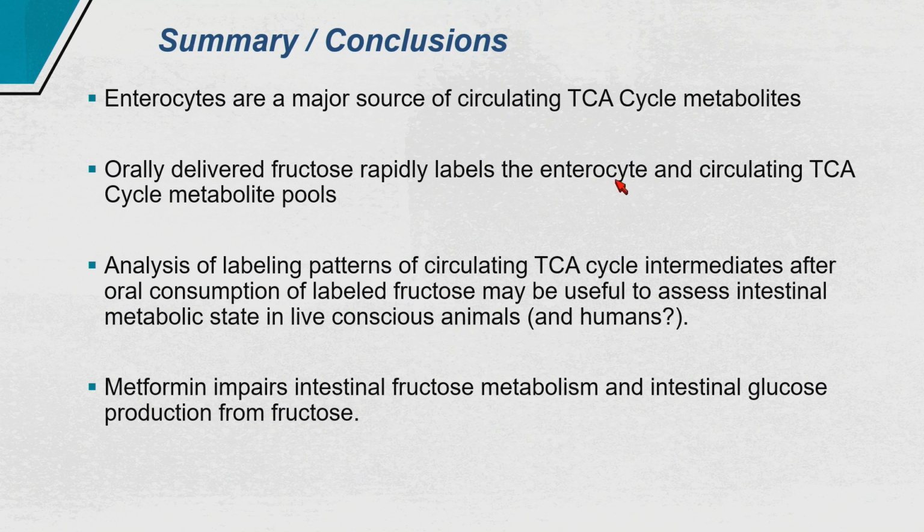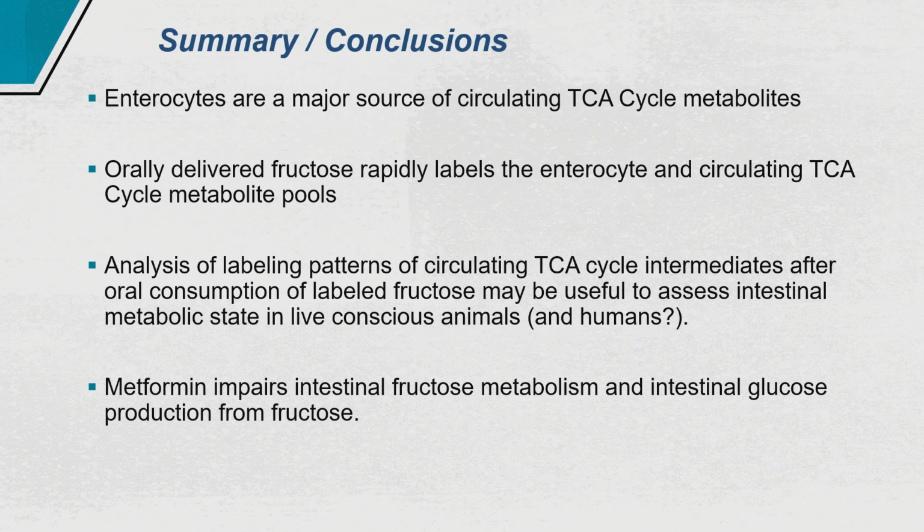So enterocytes are a major source of circulating TCA cycle metabolites. Orally delivered fructose rapidly labels the enterocyte and circulating TCA cycle metabolite pools. An analysis of this labeling pattern of circulating TCA cycle intermediates after oral consumption of labeled fructose may be useful to assess intestinal metabolic state in live conscious animals. And we haven't done this yet, but we're hoping to do this in people as well.